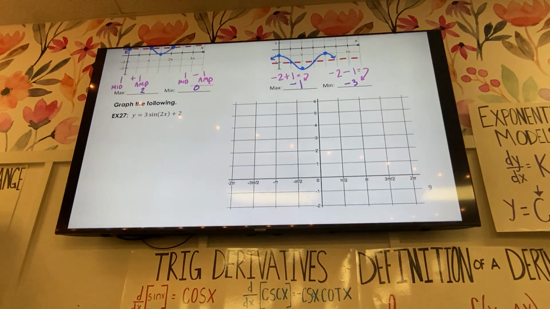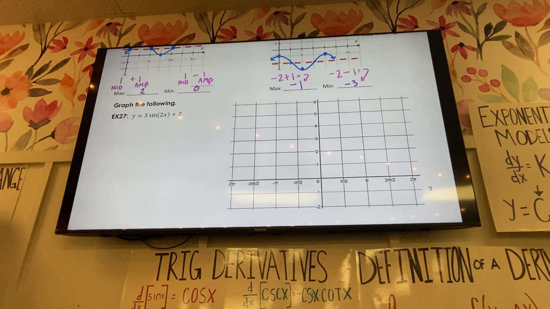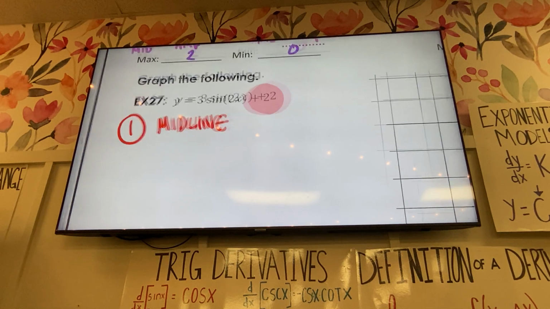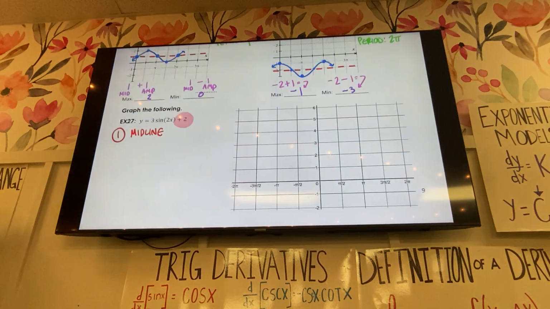All right, last example for today, we're going to just put it all together. The first step is to graph the midline. So where's my midline at? 2. So I'm going to do a little dotted line at 2.